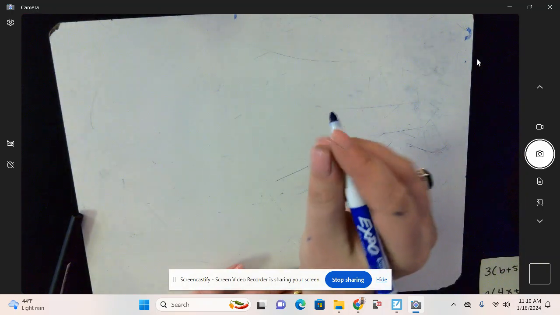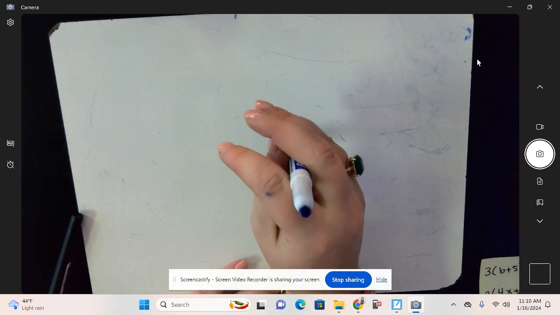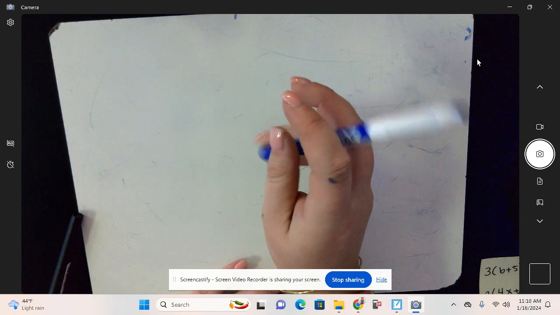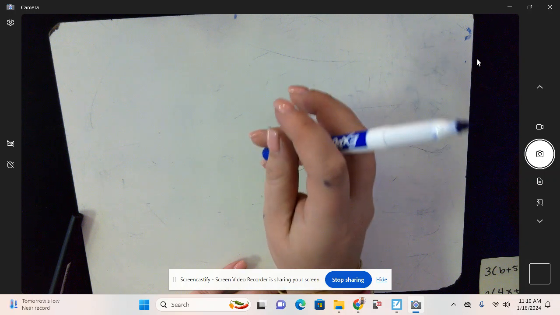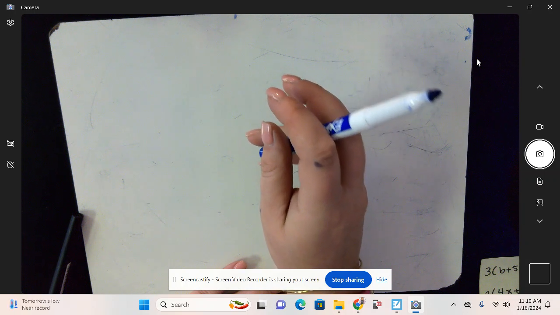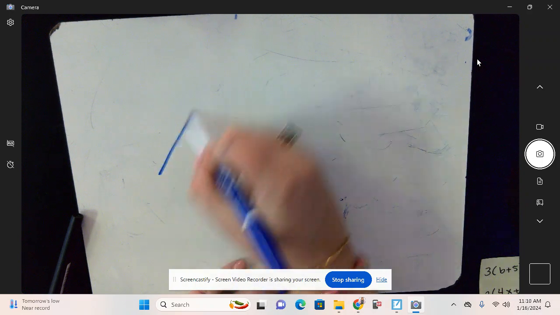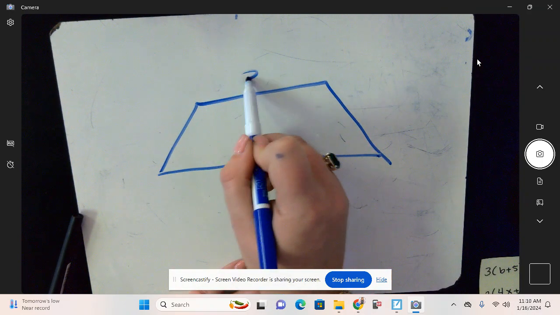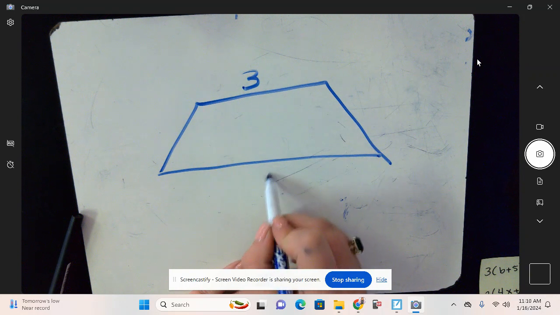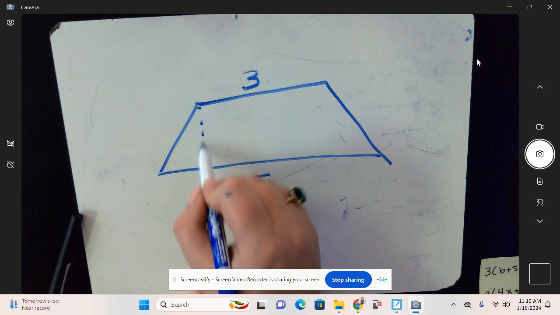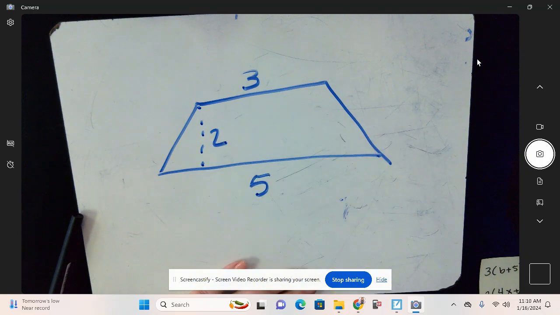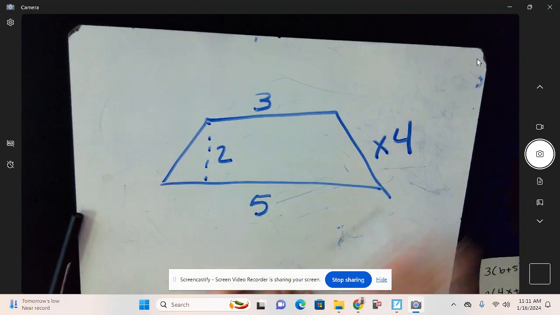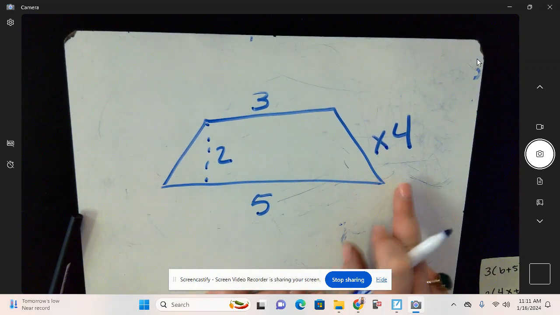All right, number 9 says, Mr. Smith wants to know if he can fit 4 trapezoid tables in a room. What is the total area of 4 trapezoid tables? So he's got a trapezoid table that looks like this. It has a base 1 of 3, a base 2 of 5, and a height of 2. And we want to know the total area for 4 of those.